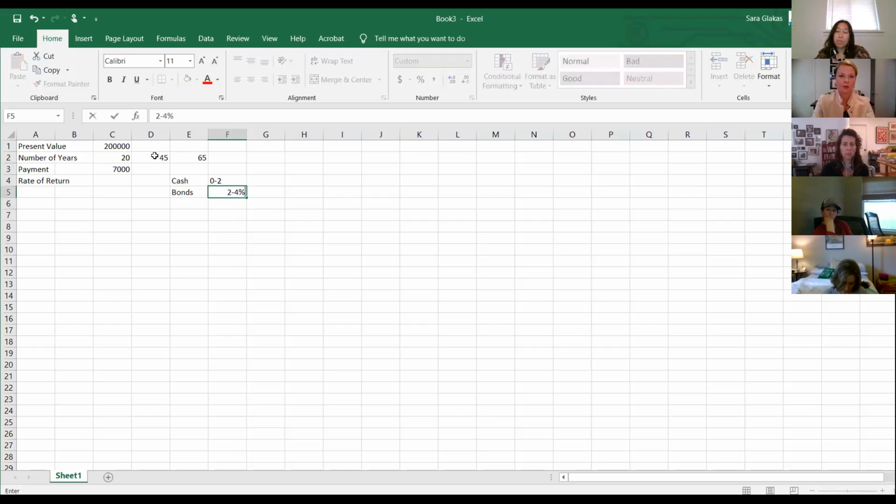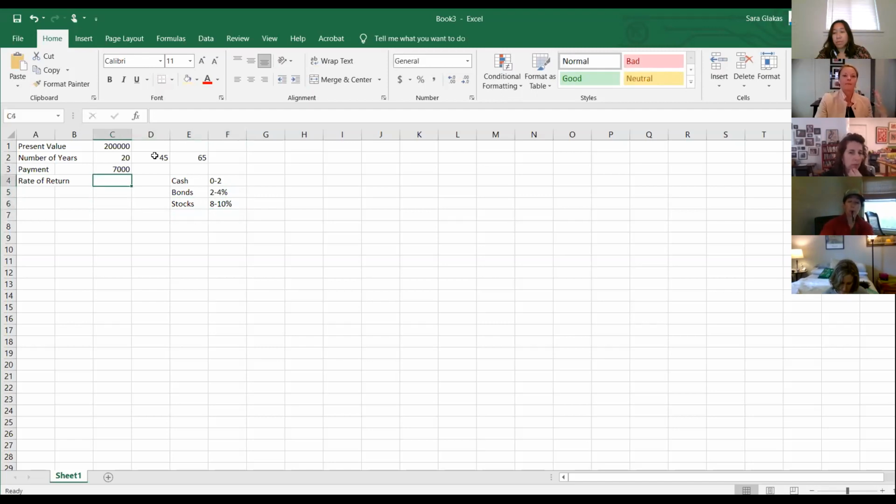And then stocks, let's say over the next 20 years, maybe they return 8 to 10% per year. So we're giving ourselves a range. Based on your time horizon and your risk tolerance, how would you split up your investments in cash, bonds, and stocks in your retirement account?